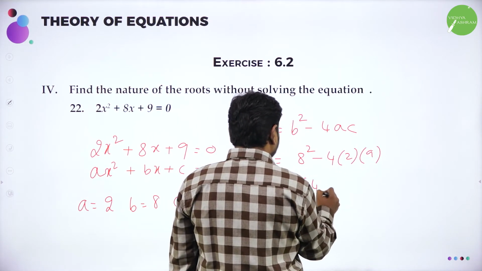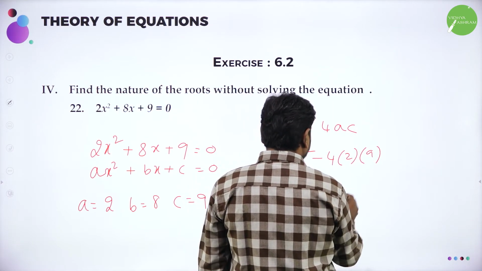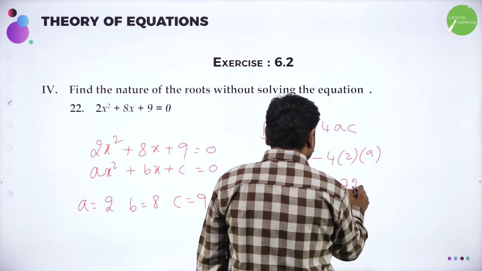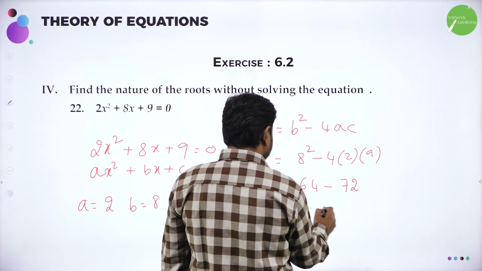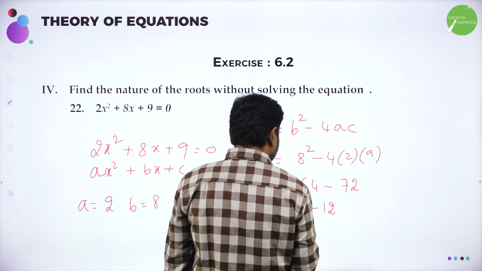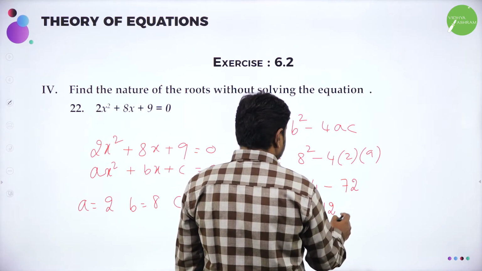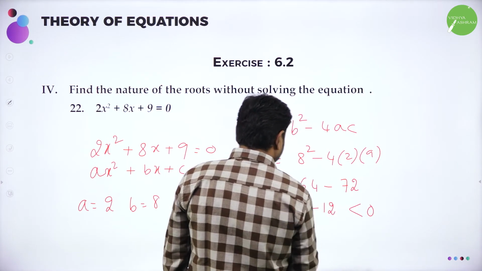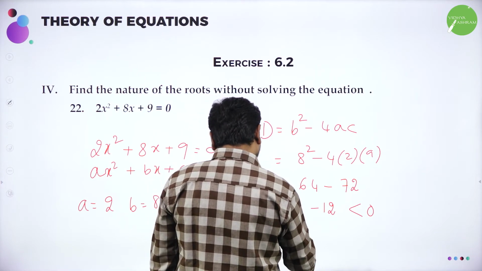That is 64 minus 8 into 9, 72. That will give you a negative value, that is minus 8. So that is again less than 0. So no real roots. We don't have real roots.